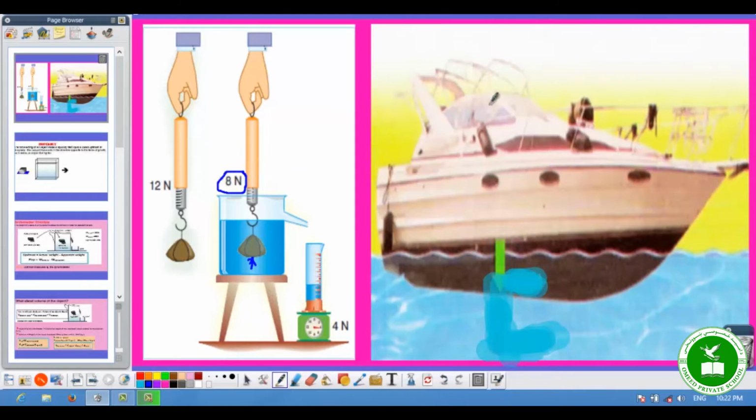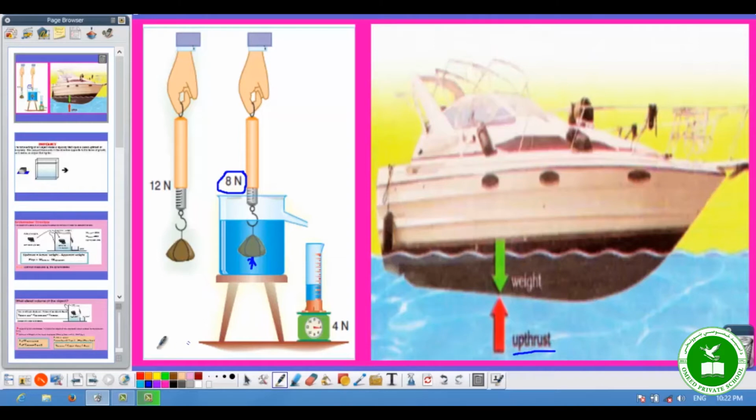Now let's come to this figure. Here you see one ship on the water, and why doesn't it sink? Ships have lots of weight and they do not sink. Why? Weight is downward, so it should sink, but it does not sink because another upward force is acting here. This upward force balances the weight. That's why ships do not sink. And this upward force has a special name, upthrust.